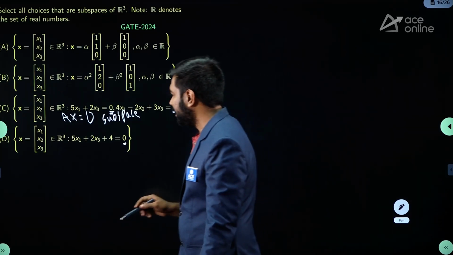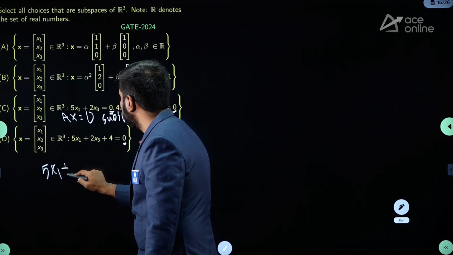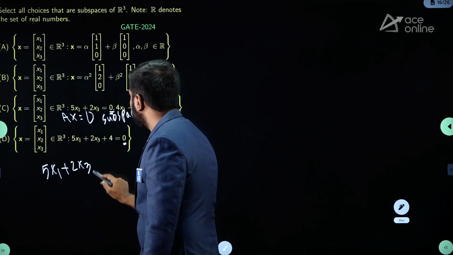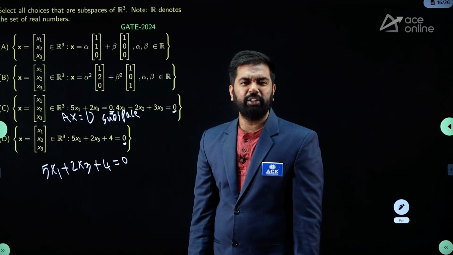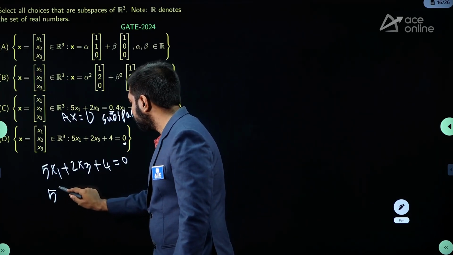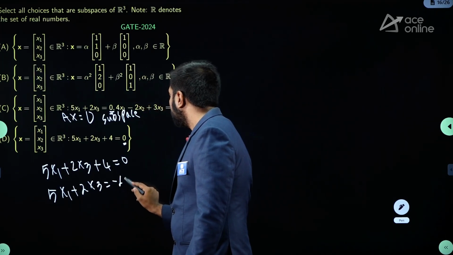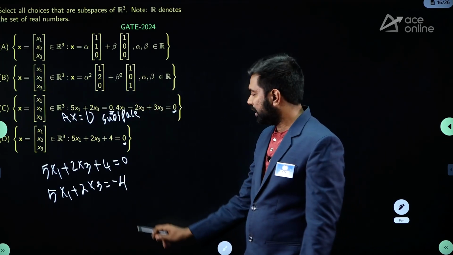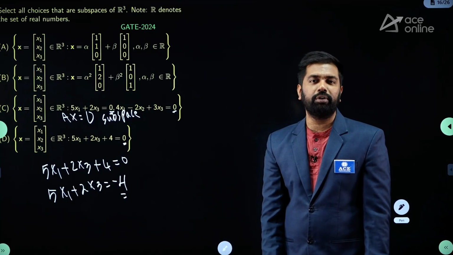Now let us examine that. Now what is the equation? It is 5x1 plus 2x3 plus 4 equal to 0. We always write the constants on the right side. So here is a trick. It is 5x1 plus 2x3 equal to minus 4. What is there on the right side? Minus 4. Clearly the right side quantity is not equal to 0.